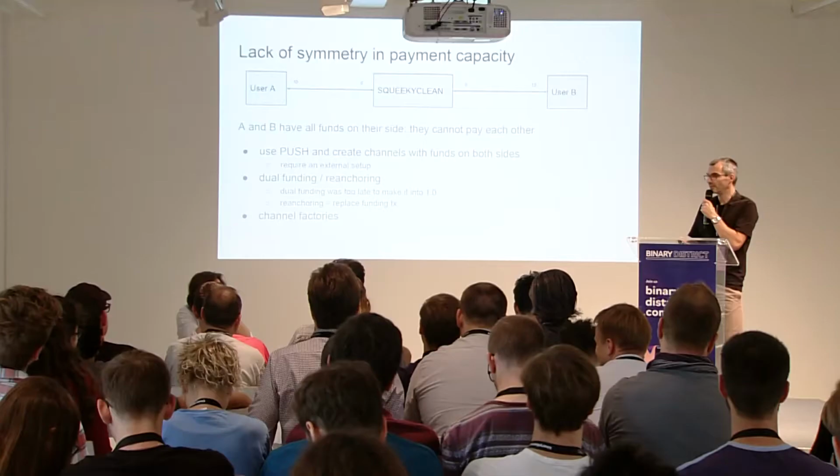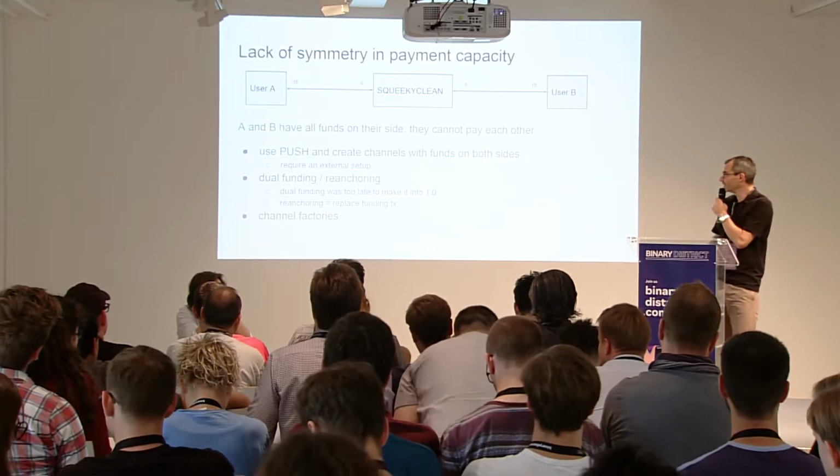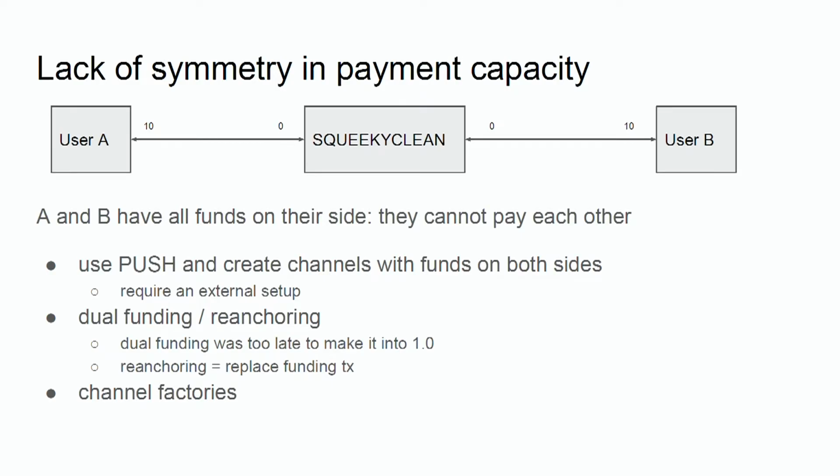And one thing that will make its way into the specs, but it was too late for the current version of the specs, is dual funding. Dual funding means A and B open a channel with money on both sides, right in a funding transaction. There's also the idea of re-anchoring, which means replacing the funding transaction with another transaction that could have money on both sides, but it's not ready yet.